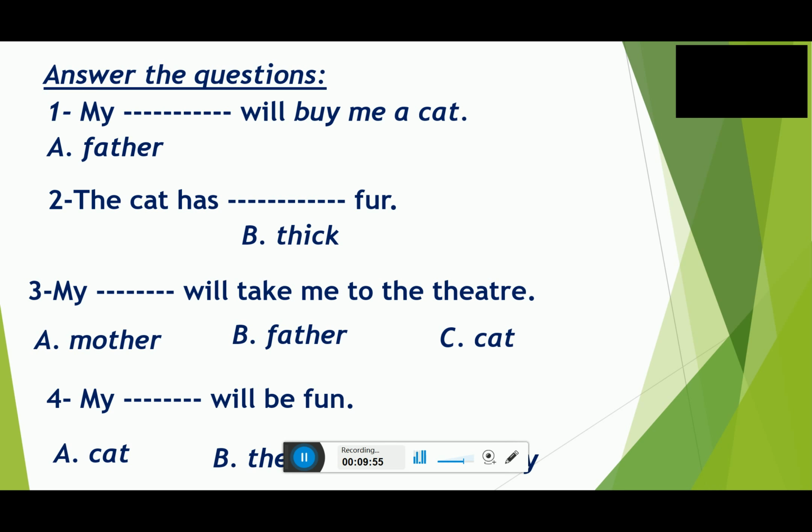My something will take me to the theater. A, mother. B, father. C, cat. Try to think quickly about the correct answer. Now there's 10 seconds.